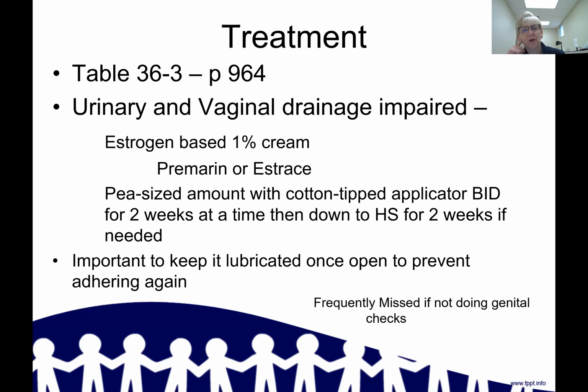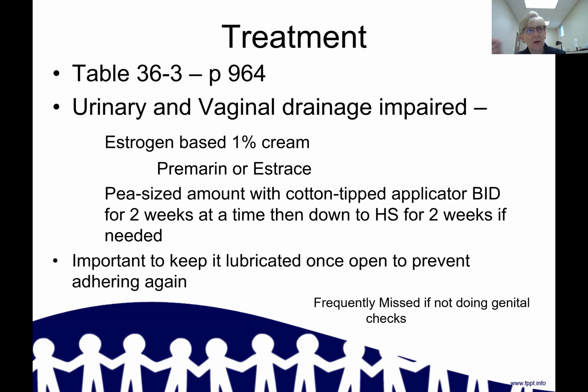Sometimes urinary and vaginal drainage can be impaired. Sometimes it's not, but we need to make sure that there's not complete closure. So we're going to use an estrogen-based 1% cream like Premarin or Estrace, and believe it, those are very expensive. It just takes a pea-sized amount, and you're going to put it on with a cotton-tipped applicator twice a day for 2 weeks at a time. Then you're going to do it down to once, like at bedtime, for 2 weeks if needed. Sometimes you have to take a break if it did not open up completely or partially. If only partially, you need to take a break from it and then redo it.